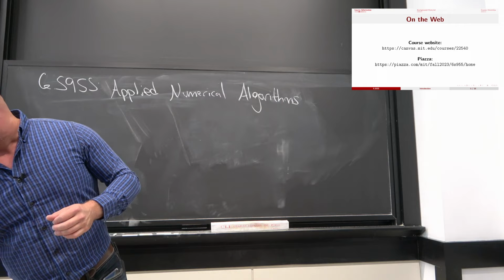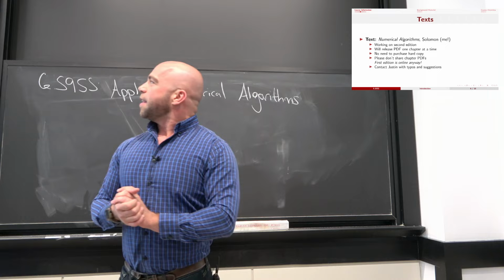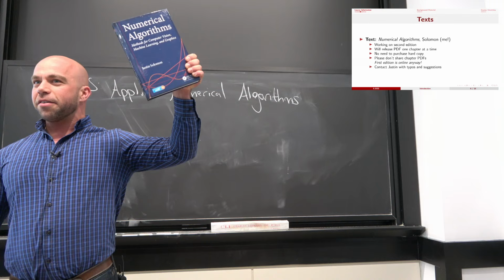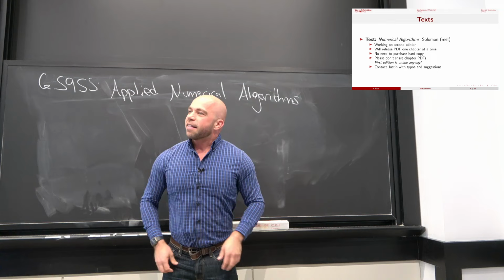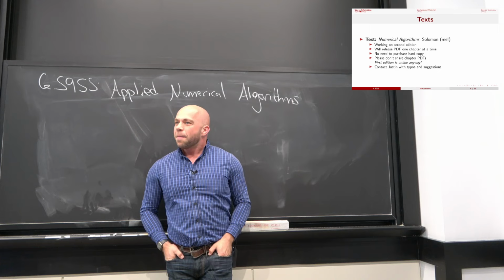I know this is the boring meta stuff. We're almost done, I promise. The textbook for this course is something called Numerical Analysis, or Numerical Algorithms, rather. It is written by Solomon. I encourage you not to buy this textbook. Please, if you do, it'll contribute about $2 to my annual sandwich fund, which is great. But part of my reason for teaching this course is that I'm working on the second edition of this book.